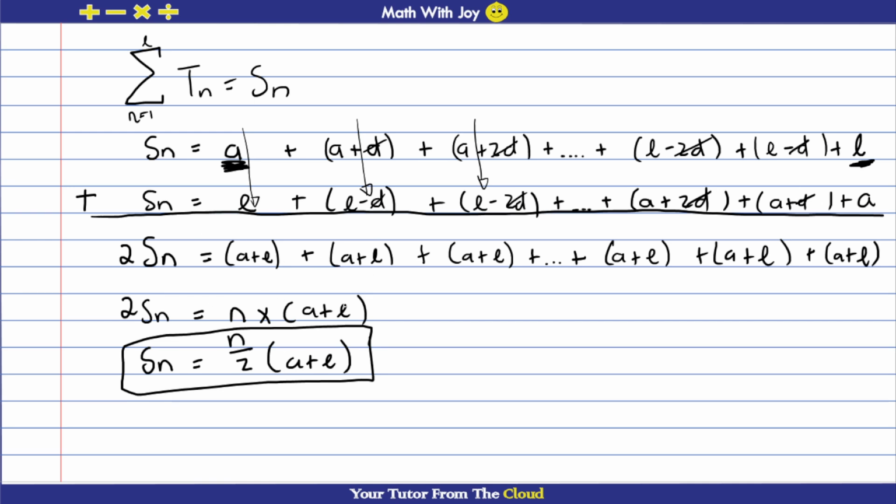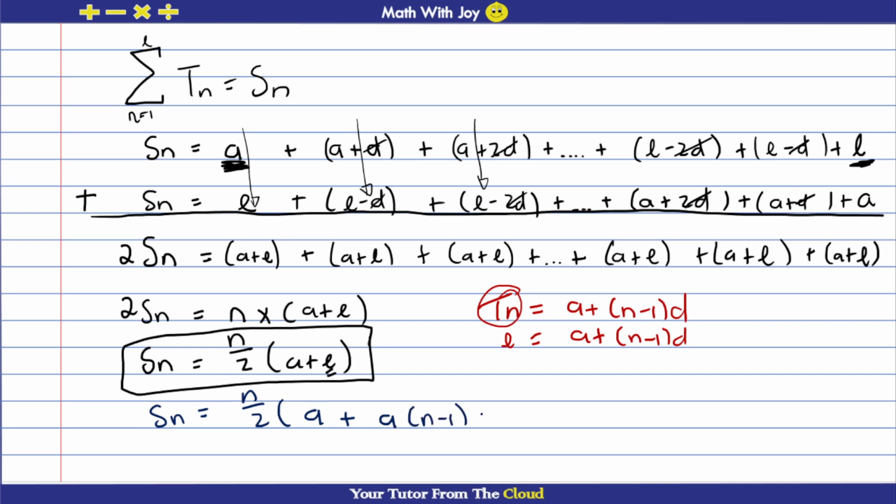Now we need to know this proof that I just gave you here. And if I substitute L, remember we do know how to find L. We can use the formula Tn is equal to a plus bracket n minus 1 d. So this would be the L. So L is equal to a plus n minus 1 d. We can substitute that in there. And when we do that, let's use blue, we're going to have n over 2, then we have a plus a plus bracket n minus 1 d.